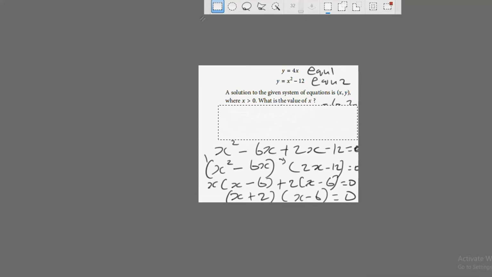Alright, very interesting, guys. So it should not be just x, we have two values. We have x plus 2 equals 0 and x minus 6 equals 0. So x will be, when 2 crosses over, changes to negative 2, and x will be, when minus 6 crosses over, changes to 6. So the value of x, we have it to be negative 2 and 6.